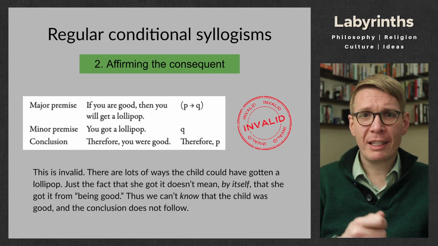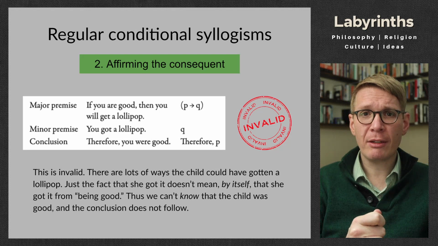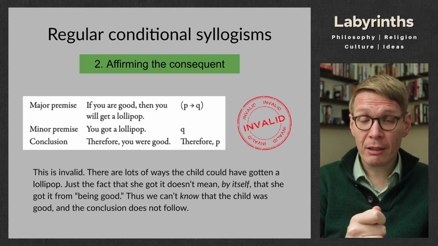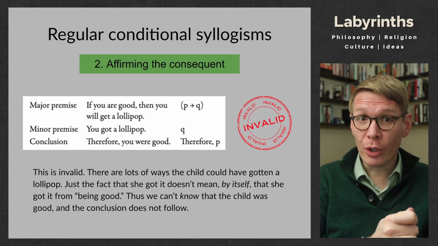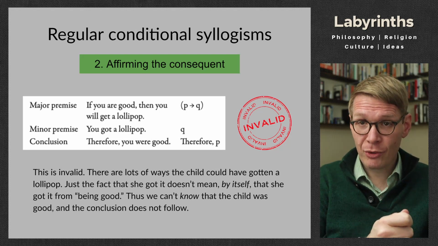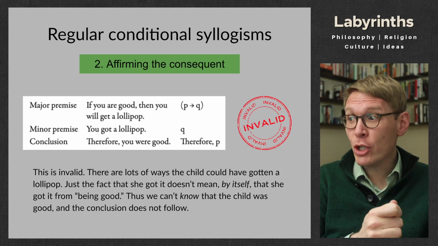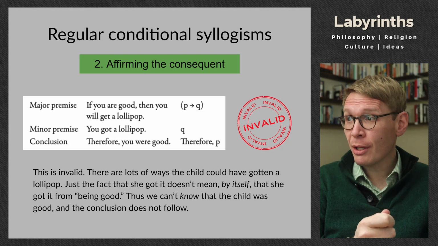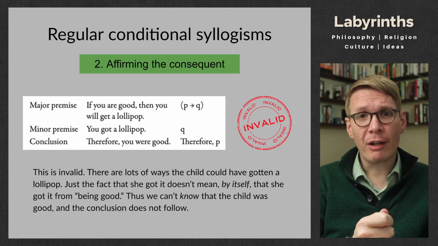Maybe her parent was just feeling nice that day, or some aunt came by and gave it to her, right? Just the fact that the kid is holding a lollipop at the end doesn't let me conclude with certainty, not just with probability, but with certainty that she was good, right? That the antecedent is true. Thus, we can't know that the child was good, and thus the conclusion, therefore you were good, does not follow.